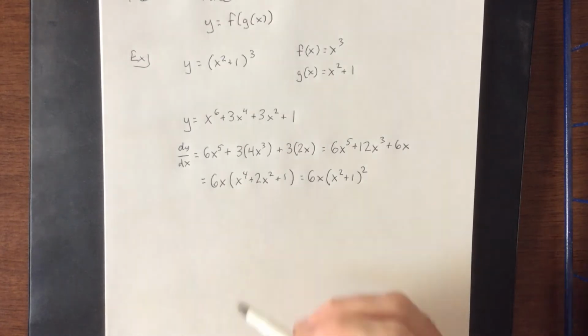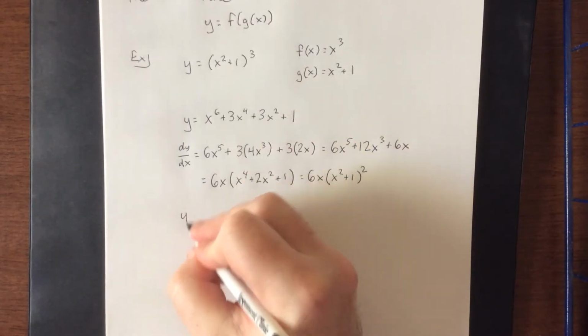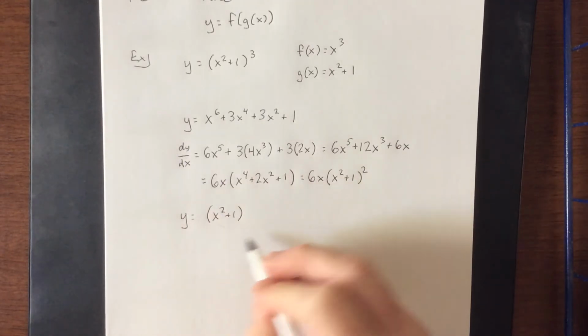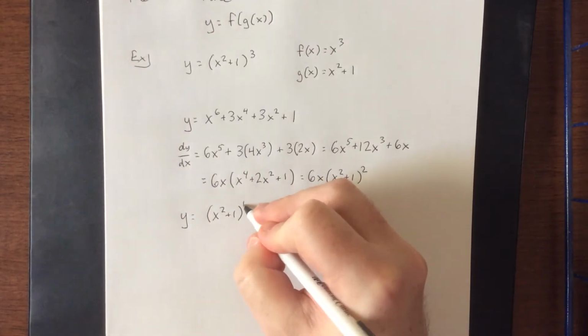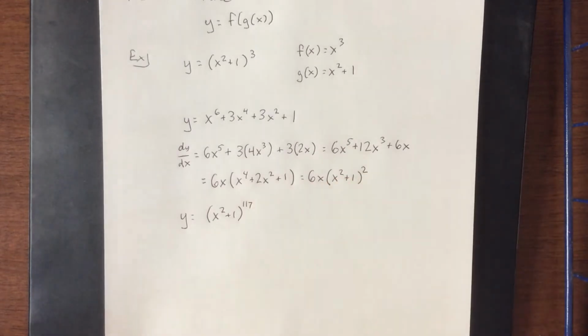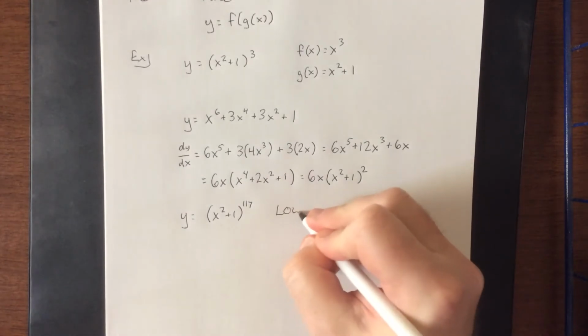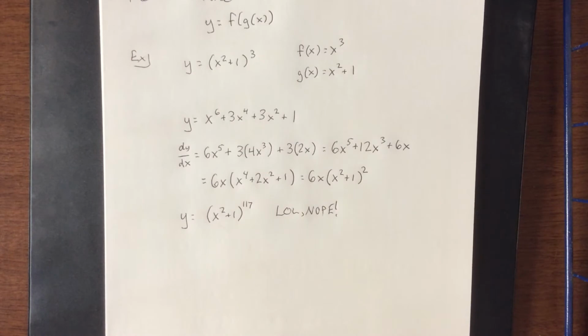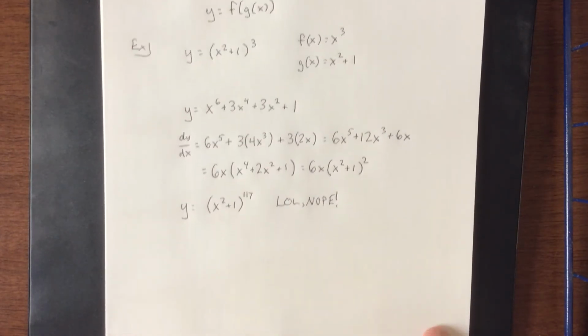The reason I bring this up is because when it was raised to the third power, it was fairly reasonable. But what if I asked you to do this same technique with (x squared plus 1) raised to the 117th power? Does that seem as reasonable? I'm hoping probably not. So it's because of functions like this that we are going to investigate what is known as the chain rule.